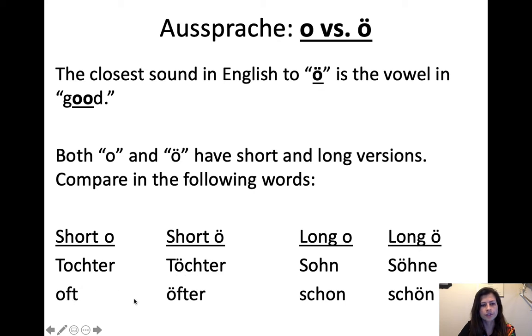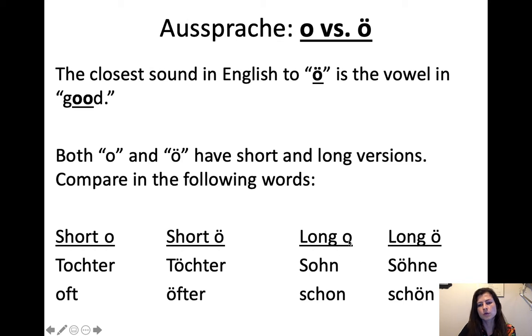And then oft in the comparative, meaning more often, it's öfter. So oft, öfter. So repeat these ones after me. Tochter, Töchter. Oft, öfter. So Tochter, oft. Töchter, öfter.